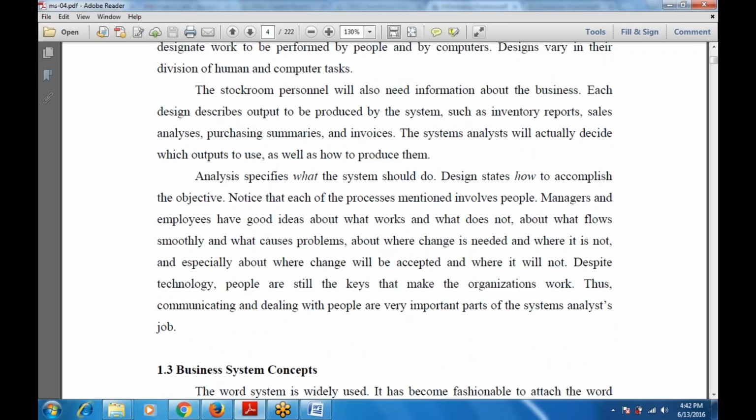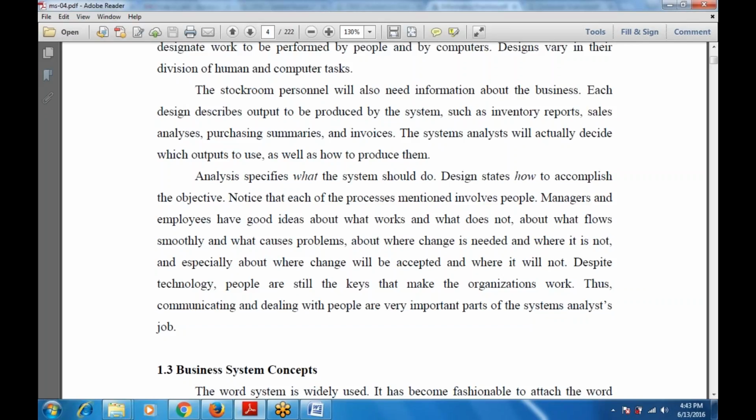So if I compile the analysis and the design part in one word, we can say that analysis specifies what the system should do, and the design specifies how to accomplish the objective. Analysis means what and design means how. What means gathering and analyzing the information, that is what the system should do, and design means how to accomplish the objective, how to achieve the target, the requirement of the user.